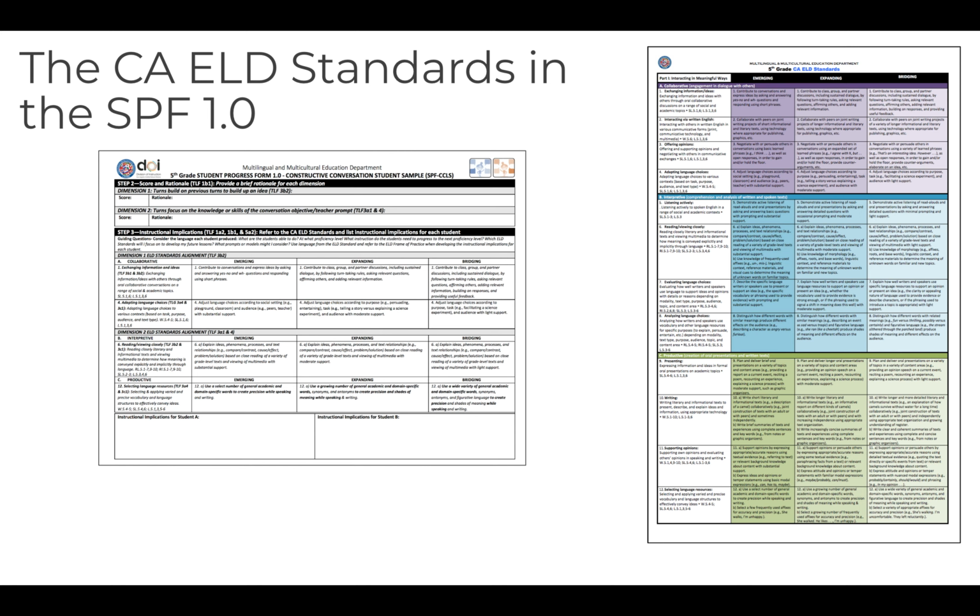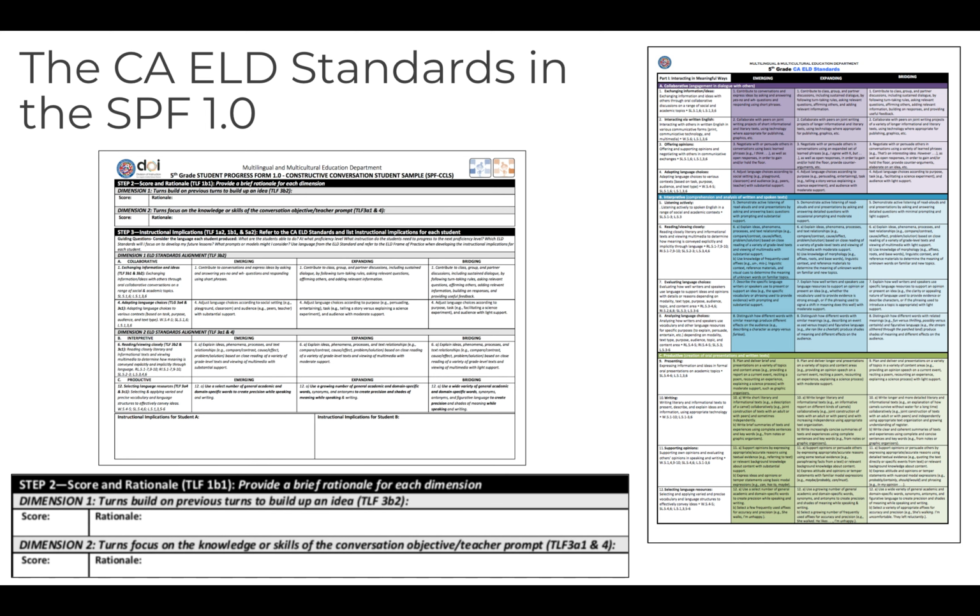But let's unpack the California ELD standards in the SPF 1.0. Of course, the SPF 1.0 first measures how a conversation unfolds in two dimensions. Dimension 1, how turns build on previous turns to build up an idea, and Dimension 2, how turns focus on the knowledge or skills of the conversation objective or teacher prompt.